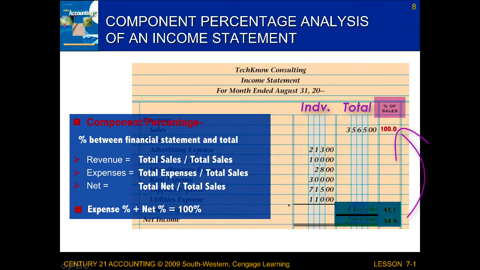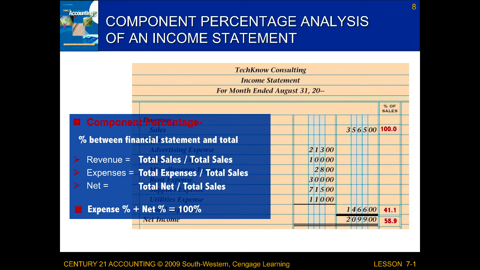And that is what a full income statement will look like. We've got our heading, we've got all our accounts and our amounts, and then we filled out our component percentage column.